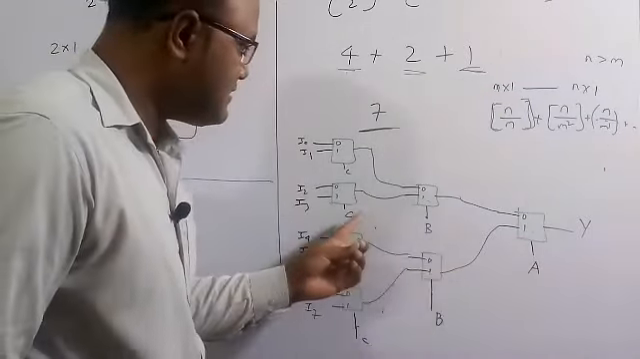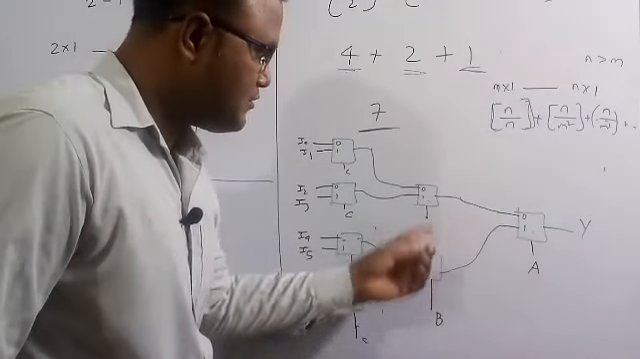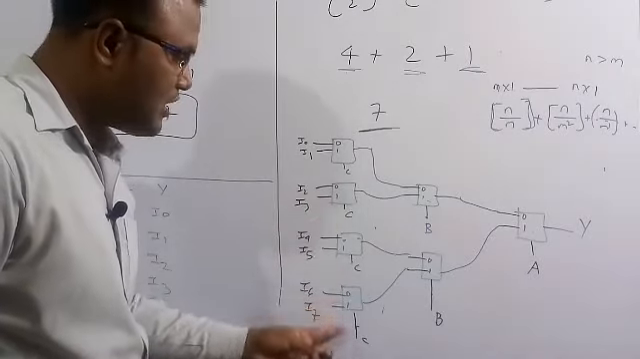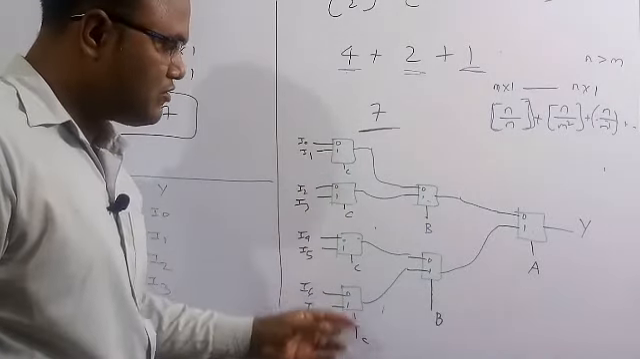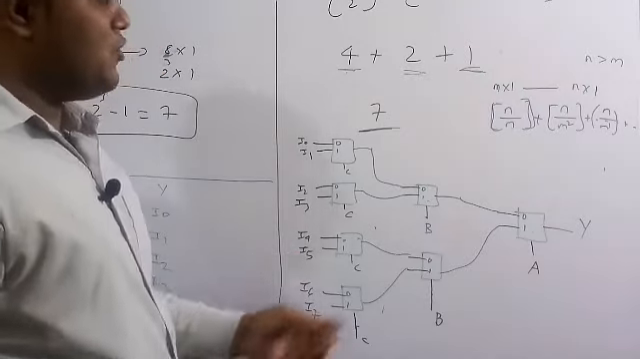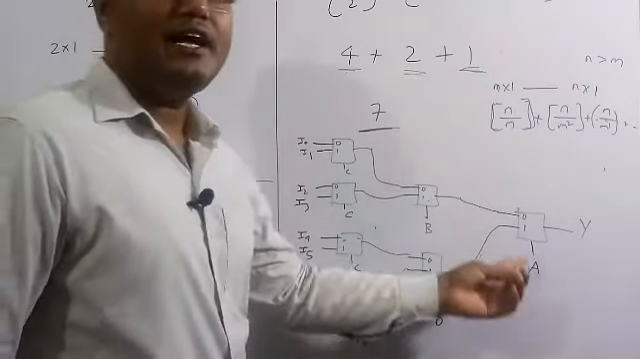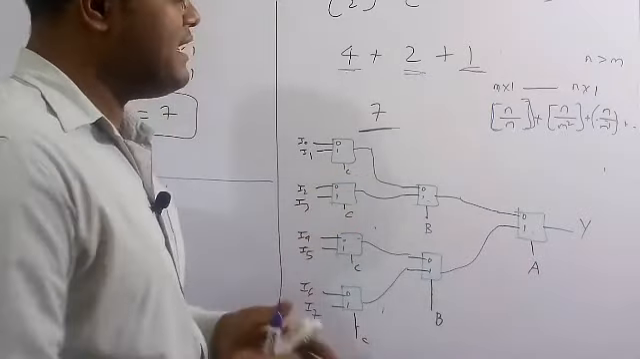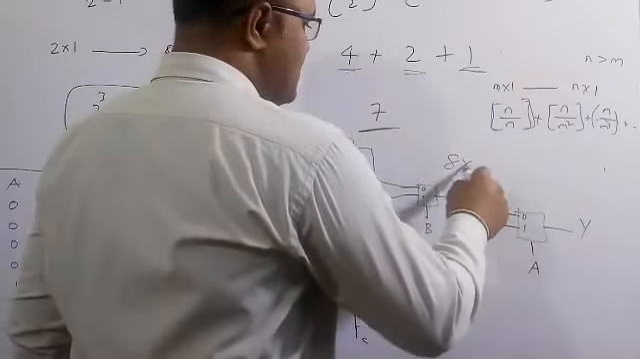A, B, C: A is the control signal for the first level, B is the control signal for the second level, and C is the control signal for the last one. The inputs are I0, I1, I2, I3, I4, I5, I6, I7. So this is the circuit diagram of the implementation where, using 2 cross 1 muxes, we are going to implement an 8 cross 1 mux.